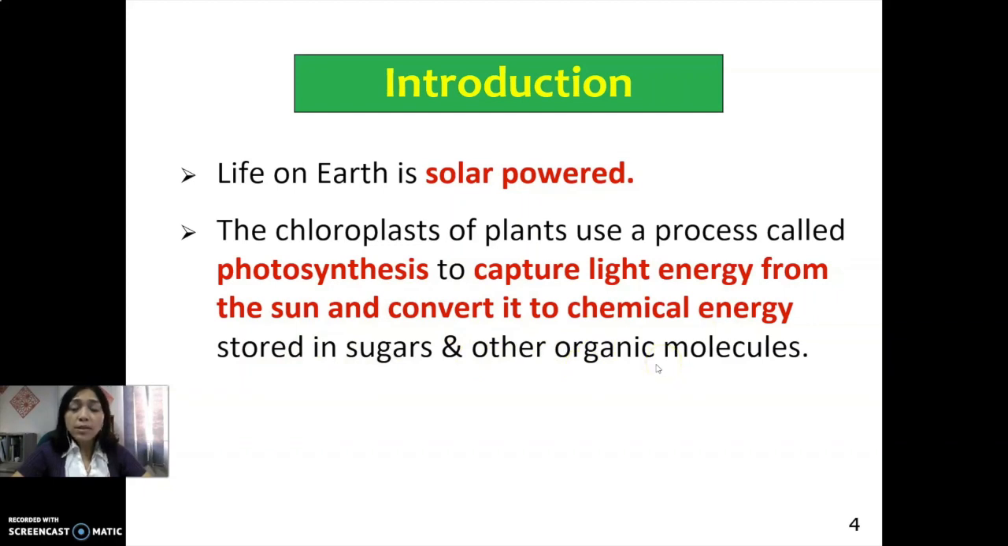Recall in Chapter 2, you learned the concept of the food chain, that the plant is the producer. So the producer can convert light energy into chemical energy that can be used by other organisms. Now we are going to learn the detailed process of photosynthesis here.